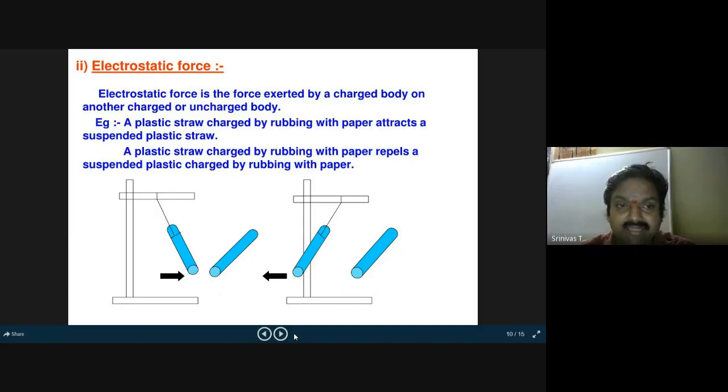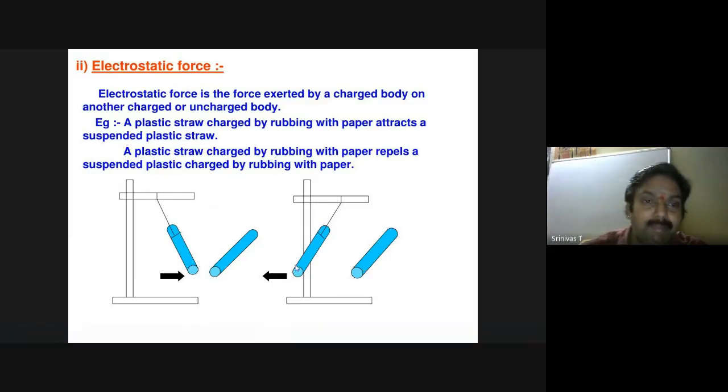Now it attracts a suspended plastic straw. Here it is a plastic straw, and this will be attracted towards this plastic straw because of the electrostatic force. Similarly, it can repel also at times. A plastic straw charged by rubbing with paper repels a suspended plastic straw also charged by rubbing with paper.